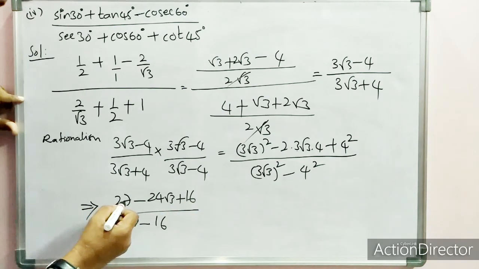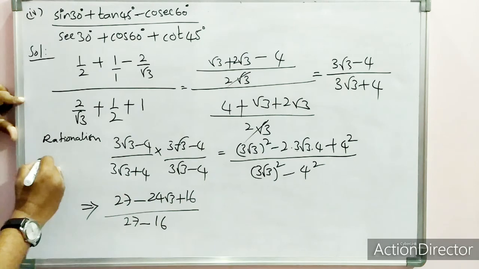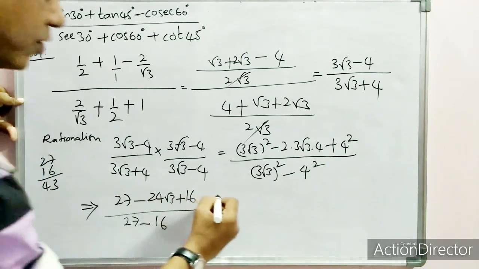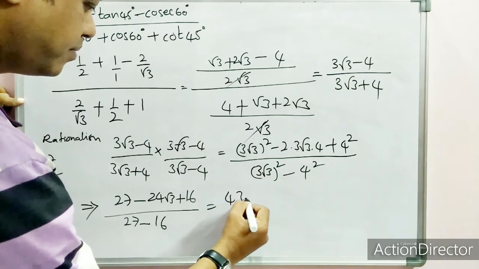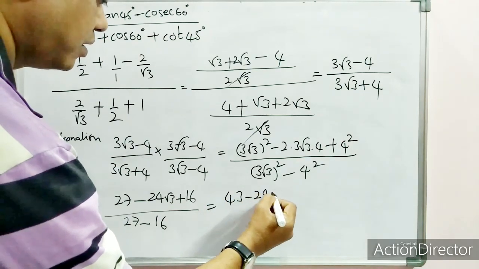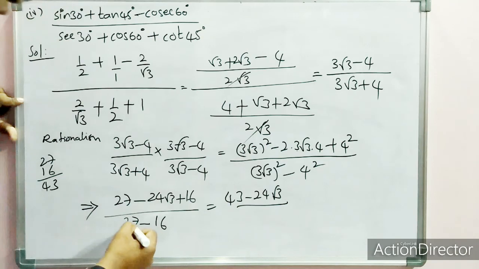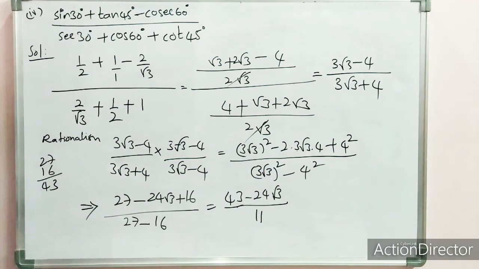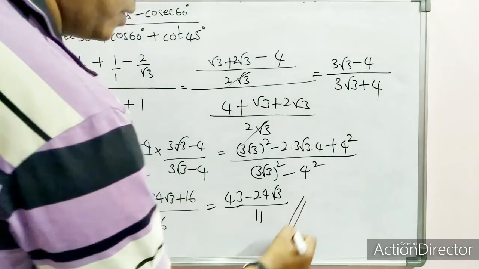Now you see, 27 plus 16 will become 43. So 43 minus 24 root 3 by 27 minus 16, it will be 11. So this is the required answer.